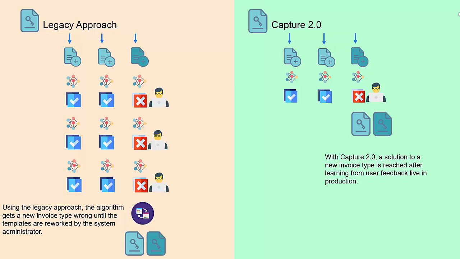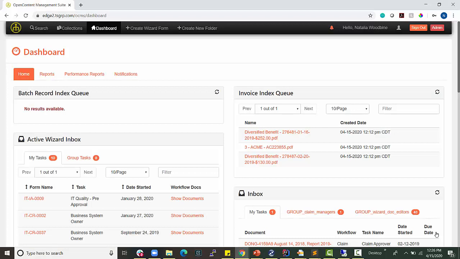Next, I'm going to step through a simple demo showing Suggester improving based on user feedback. I'm going to start off by accessing the OCMS dashboard and taking a look at my invoice index queue. As you can see, I have 3 invoices queued up for indexing, 1 from Acme and 2 from Diversified Benefit. For the purpose of this demo, we'll assume that we've received a lot of invoices from Acme and Suggester is pretty well trained on that template. Whereas this is the first time that we're receiving invoices from a new vendor, Diversified Benefits.